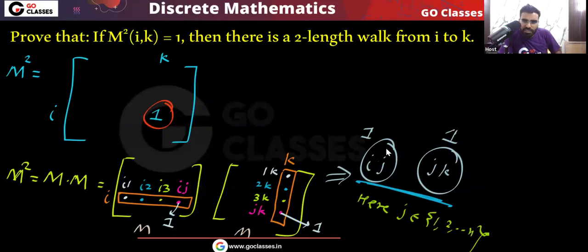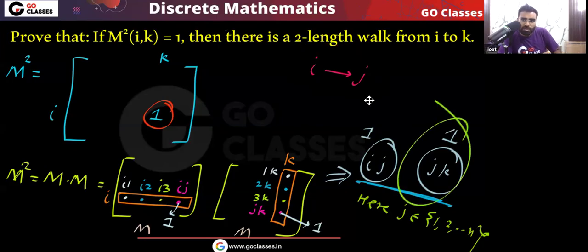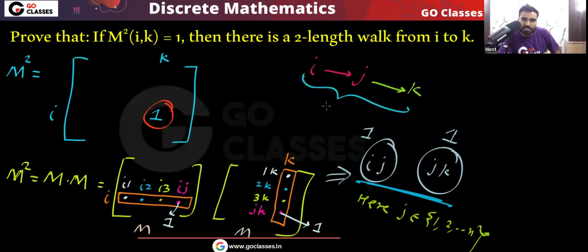So finally you can see that ij is 1, which means from i to j there is an edge. What does jk being 1 mean? That from j to k there is an edge. That's it. We got a two length walk from i to k. Hence proved, we got a two length walk from i to k.